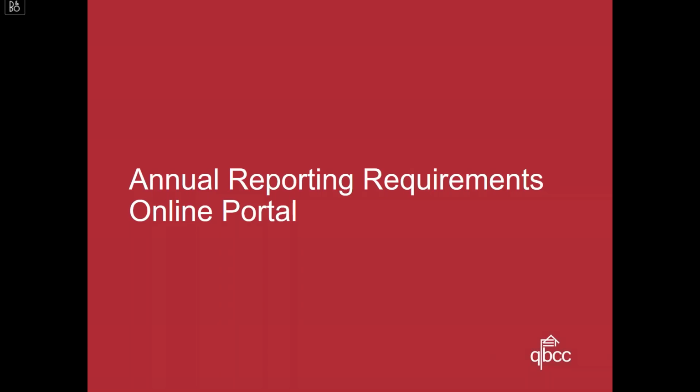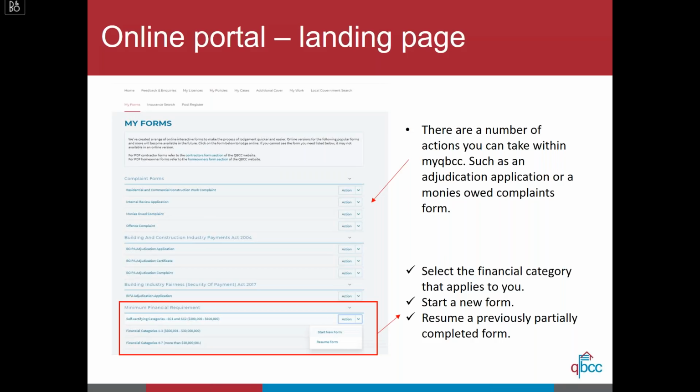So let's have a look at the online portal. On the QBCC website, you can access the My QBCC platform. There's a link found in the homepage at the top of the website in the top right hand corner. Once you're logged in, you'll be able to access all the MFR forms under the heading minimum financial requirements.